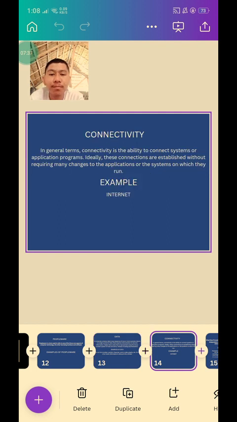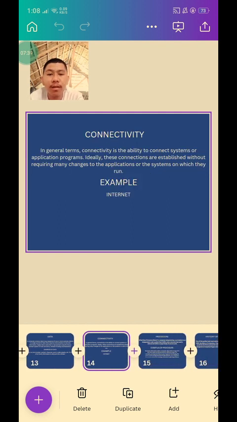Next po. Connectivity. As a general term, connectivity is the ability to connect a system or application program. Ideally, these connections are established without requiring many changes to the application or system on which they run. Example like internet.